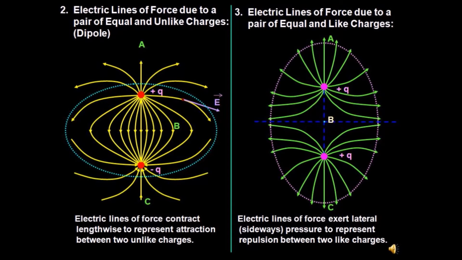Now to draw the electric field lines, as we know, we have to place a unit positive charge everywhere. So suppose we are keeping the unit positive charge at point A. This unit positive charge will get repelled from plus Q. So the field lines are outwards. Now let us place the unit positive charge at point C. So electric field lines are inwards because the unit positive charge will get attracted towards minus Q.